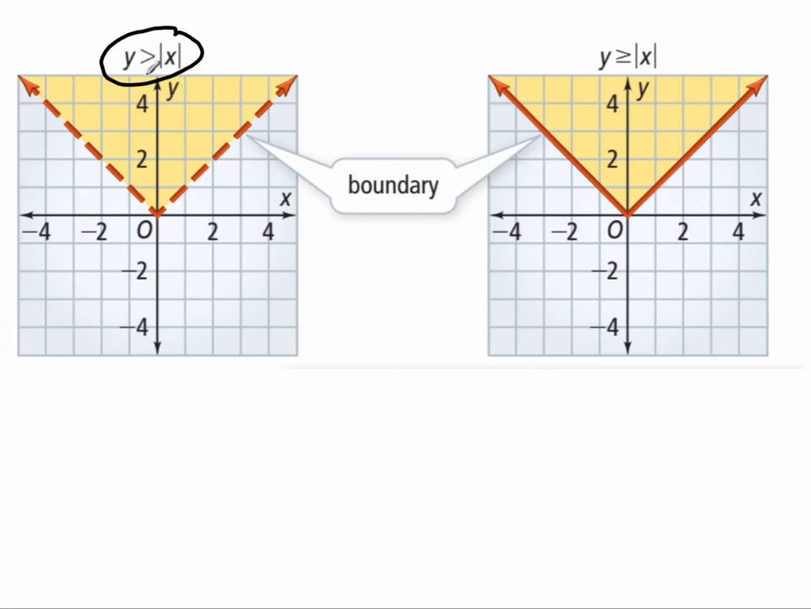If you have a greater than or less than, then your boundary is going to be a dotted line. If you have greater than or equal to or less than or equal to, then your boundary is going to be a solid line. What this means for a dotted line is that the equation of the line y equals the absolute value of x is not a solution to the inequality, while the solid line indicates the points along the boundary are indeed a part of the solution.